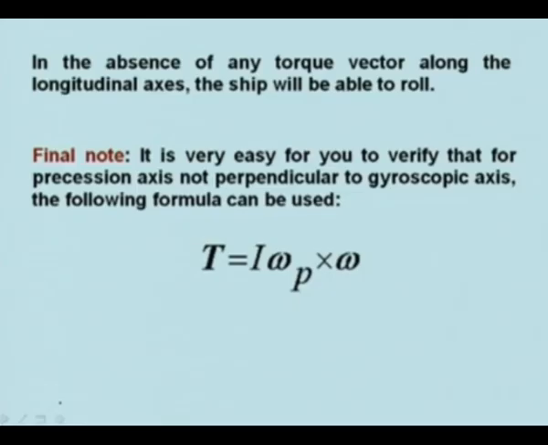So this is the thing. Now finally about this thing, you can easily verify, we have said T is equal to I omega P into omega, if the directions of precession angular velocity and spin angular velocity are perpendicular to each other. Otherwise the formula is T is equal to I omega P cross omega, the cross product of the precession angular velocity and this one.